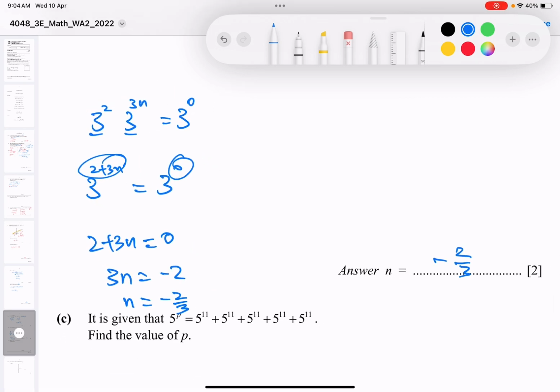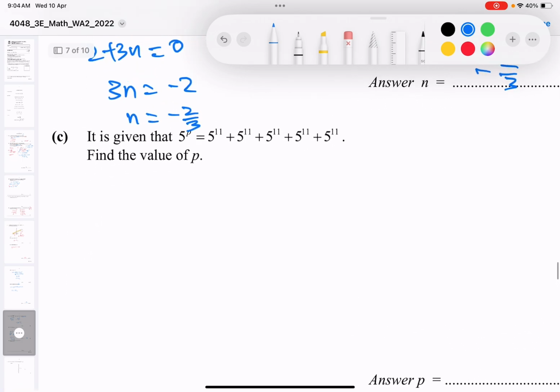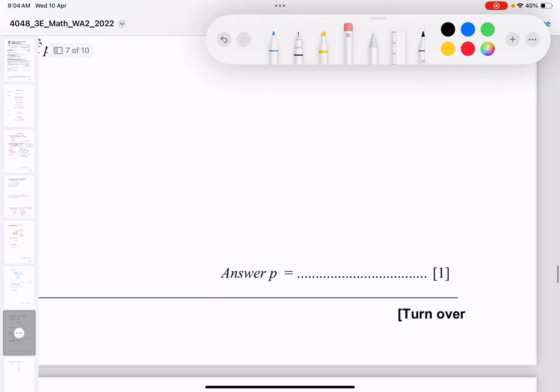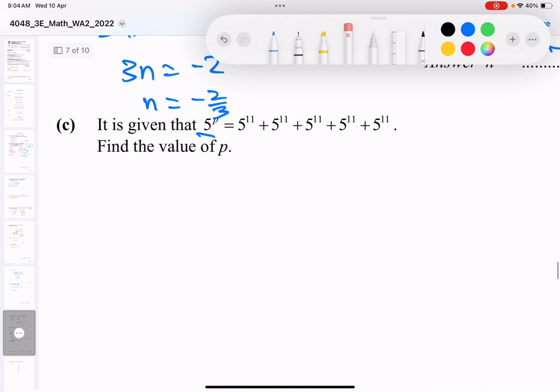All right. Let's go to part C. Now, it is given that 5 to the power of p is equal to this plus this plus this plus this. How are we going to do this? Actually, this is only a 1-mark question because if you notice the trick, it's quite easy. How many 5 to the power of 11s do we have? 1, 2, 3, 4, 5.